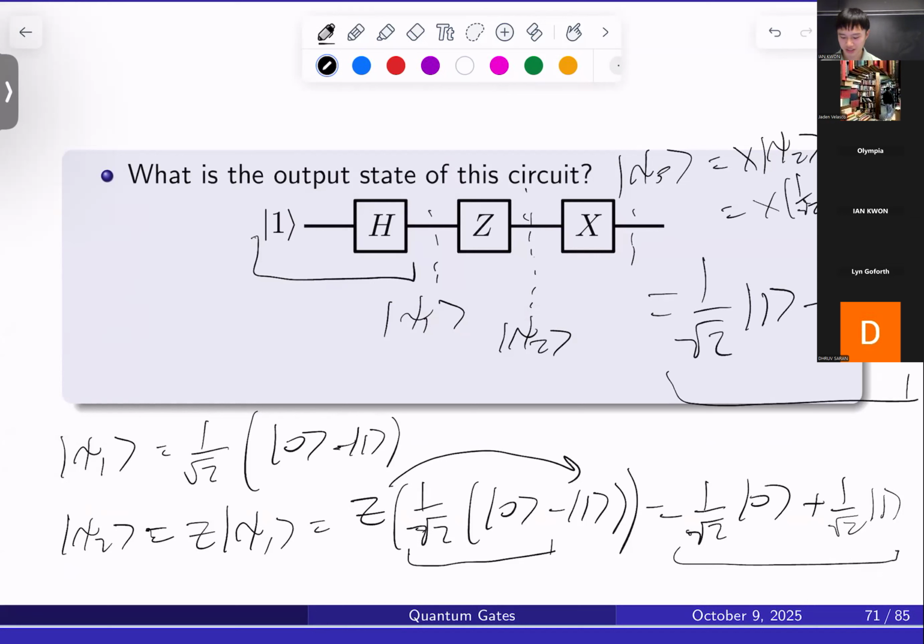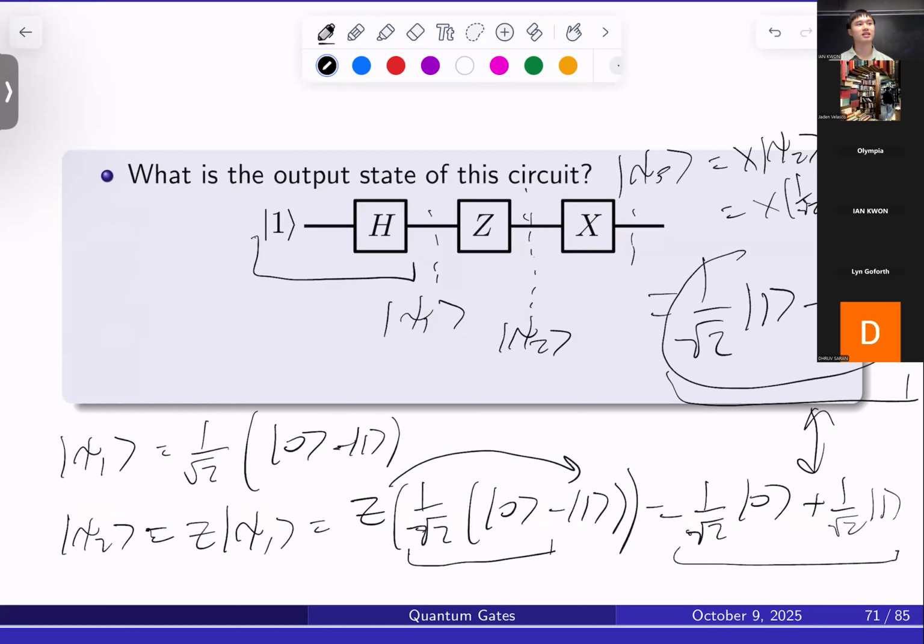So what you might notice is actually the X gate didn't do anything, right? This is the same state as we had before. We just flip the order of the 0 and 1. From linear algebra, you would call this an eigenstate of X, but this is not relevant for us. Just a remark if you're interested. So this is the output state of the circuit.